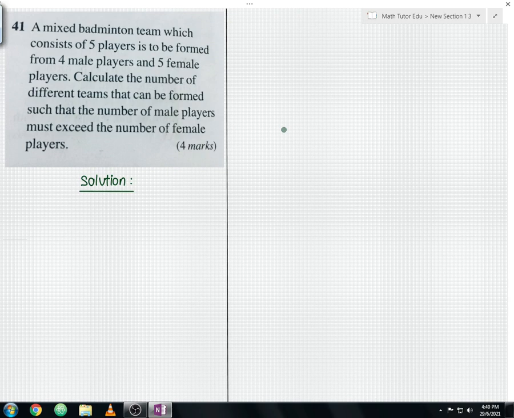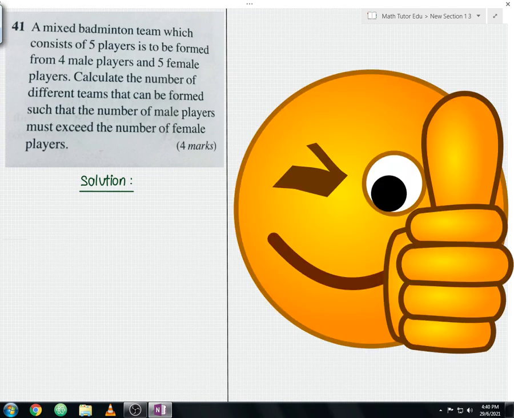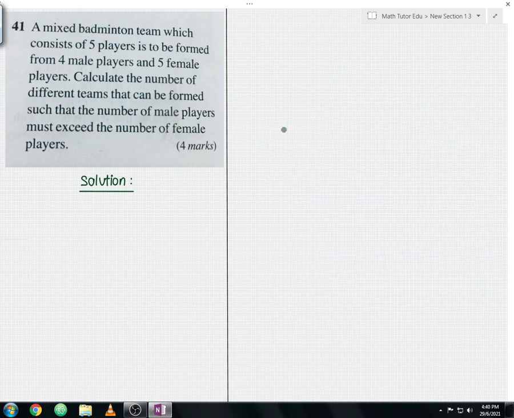So I hope that you will attempt this question 2 in the future. If you could manage to solve this question, a big thumbs up to you guys. But if you can't solve this question, no worries, I'm going to show you the step-by-step working and the solutions. So without further delay, let us start to solve this question.